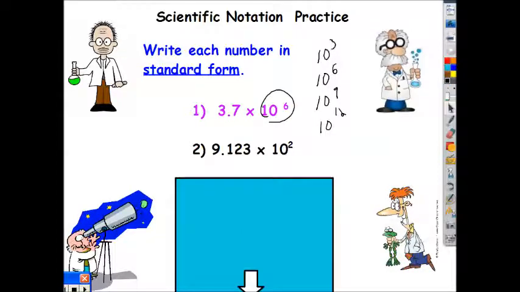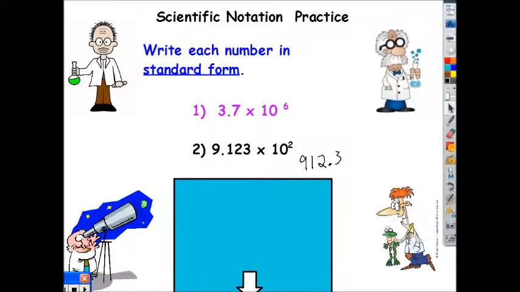Press pause and try to work this one. Write it in standard form. So the answer is 912.3. I'm multiplying by 10 twice, which is the same as simply moving this decimal 2 places to the right.